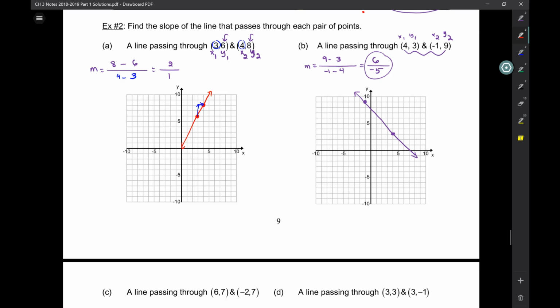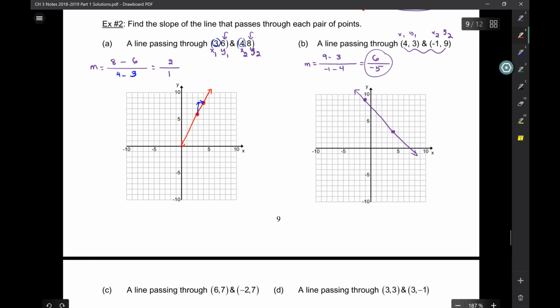Remember. Now, Jonathan, look at what we're going to do. Now we're going to see, did we find the right slope? How do you go from the point on the left to the point on the right? Well, you go down 6 and over to the right 5.